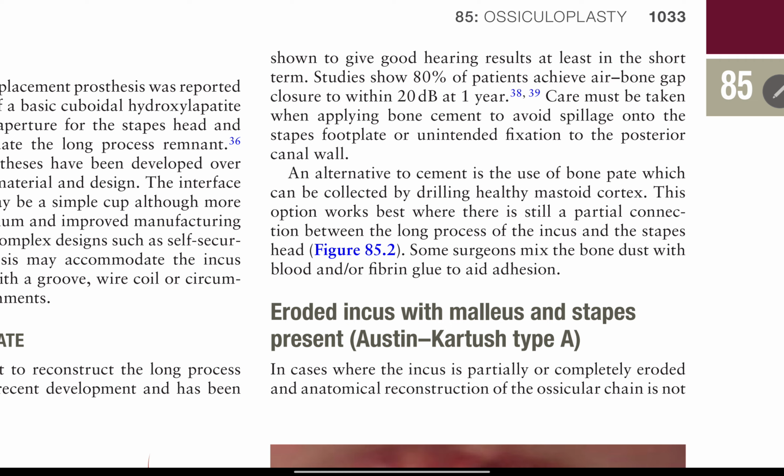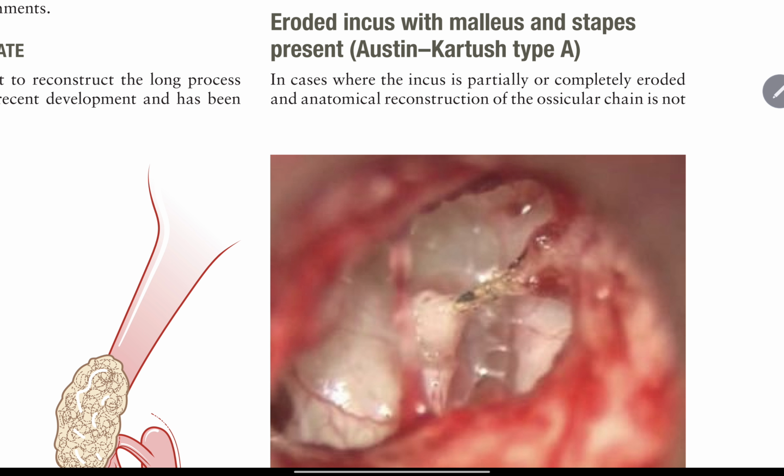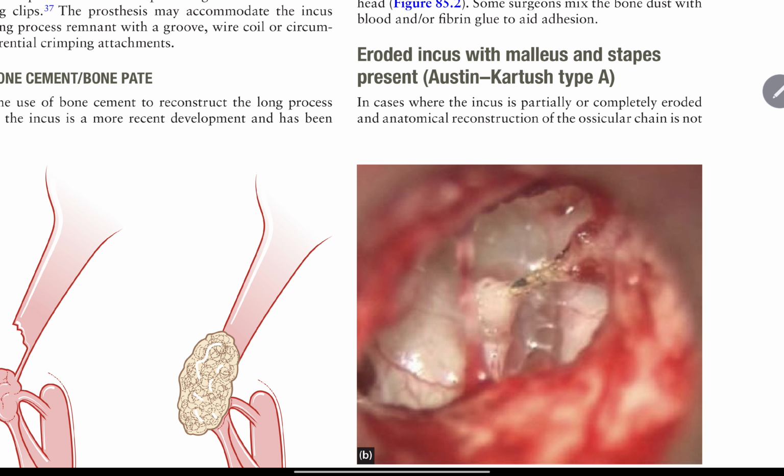This option works best where there is still a partial connection between the long process of incus and the stapes head. Some surgeons mix the bone dust with blood and or fibrin glue to aid adhesion. Eroded incus with malleus and stapes present, ossiculoplasty type A.